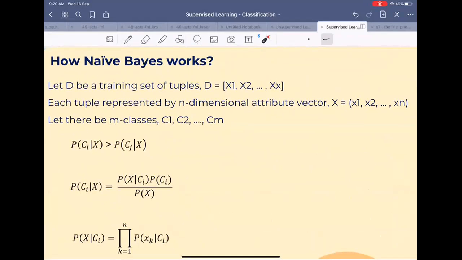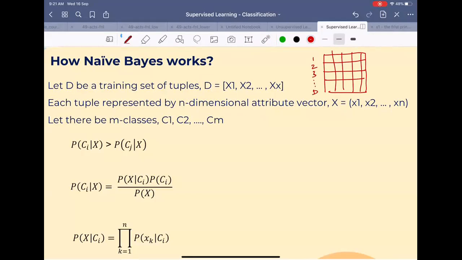And for naive Bayes, let us define certain terms. Let's say that we have D training examples or training tuples. The way you would understand is, I have multiple rows and columns. The columns tell me the number of features. The rows tell me the number of examples. I have 1, 2, 3, like this, I have D such rows. So I have D training tuples.